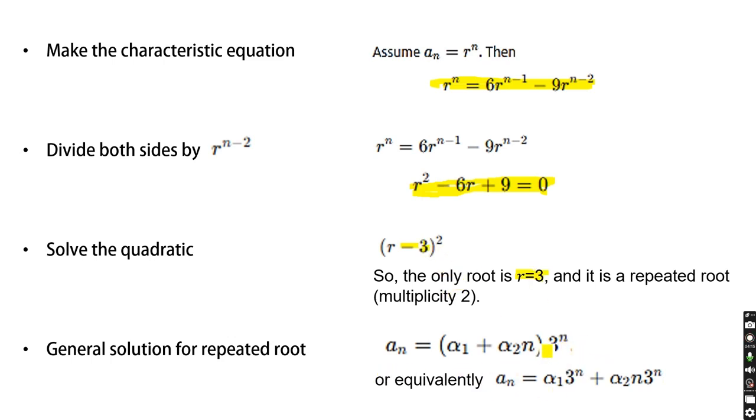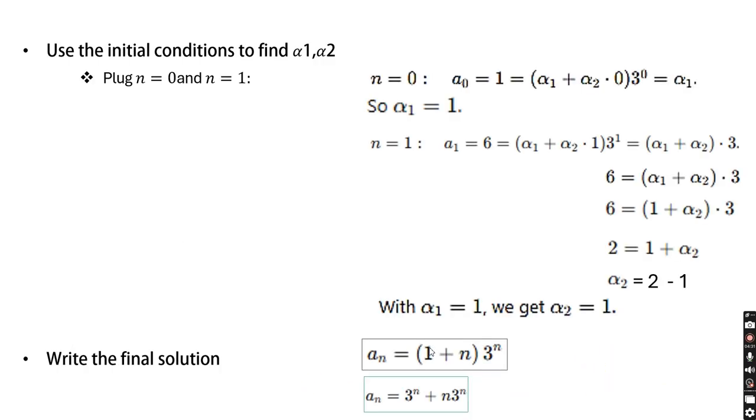So, or equivalently, ato siya i-multiply. So, we have an is equals to a1 times 3n. Okay, ato i-multiply. And then we have a2n times 3n. So, we will plug the initial conditions to find a1 and a2 para mahanap nato. So, we will plug n is equals to 0 and n is equals to 1.